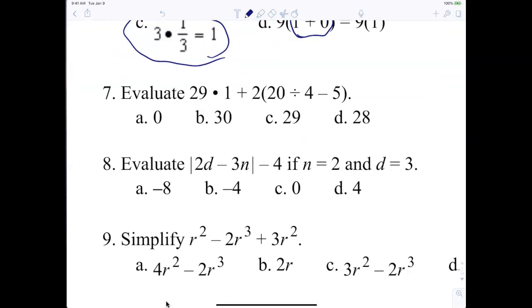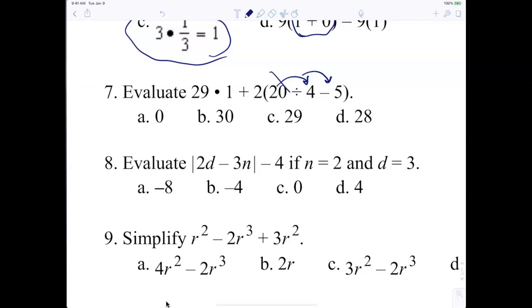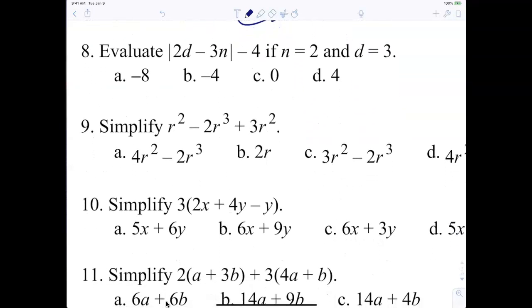So let's do inside the parentheses first. 20 divided by 4 is 5. 5 minus 5 is 0. 0 times anything is 0. So that's good. All this over here was 0. So the answer is just 29 times 1, which is 29. Alright. Evaluating an absolute value.